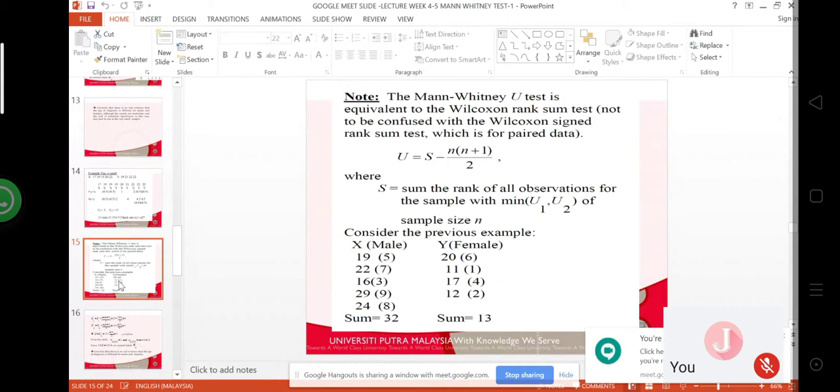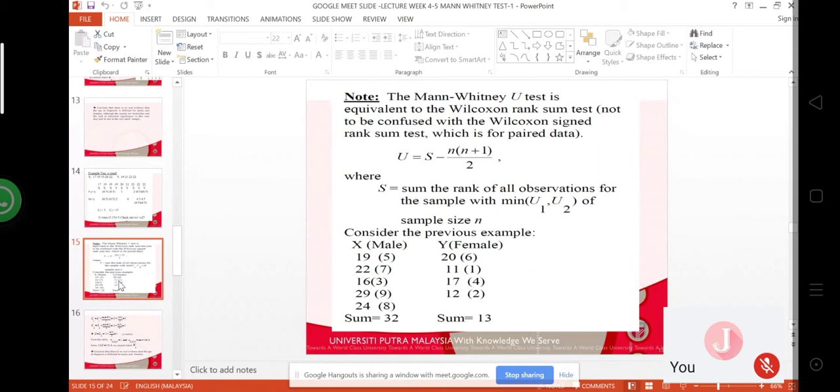Here I want to show you there's another way of calculating the Mann-Whitney U-test. This is easier to calculate, without comparing each of the observation of X to the left of Y, to each of the observation of Y to the left of X. You do not have to do that. This is the alternative way to calculate U. This is based on the Wilcoxon rank sum test.